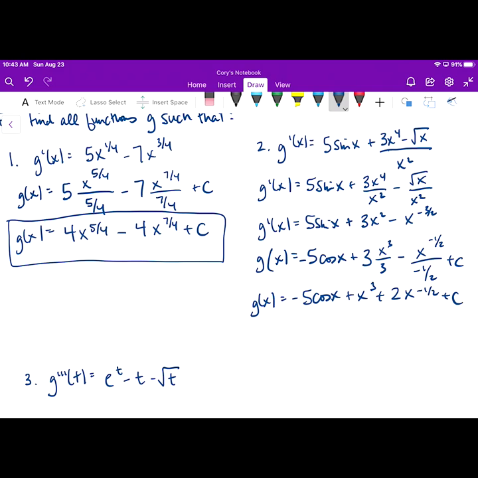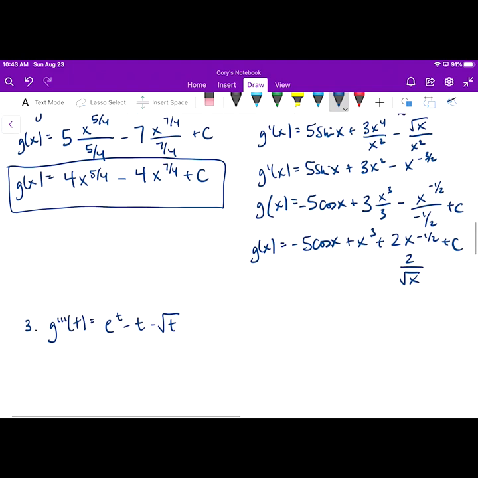And you can leave things in that form. If you want to rewrite 2x to the negative 1/2 power as 2 over rad x, that's fine as well. Either format for that would be acceptable. Okay, let's move on to 3.